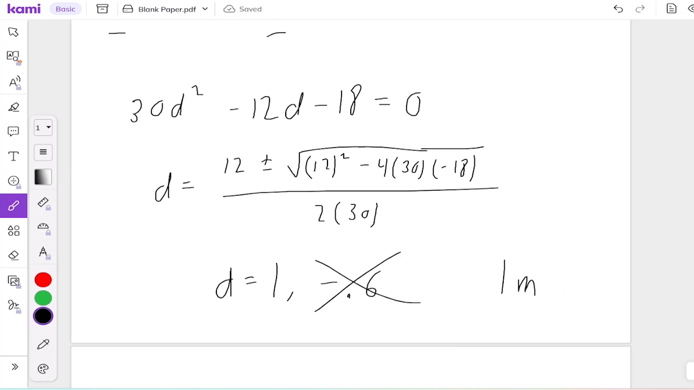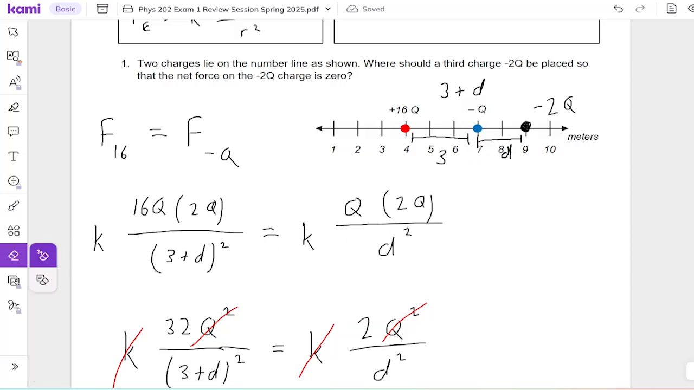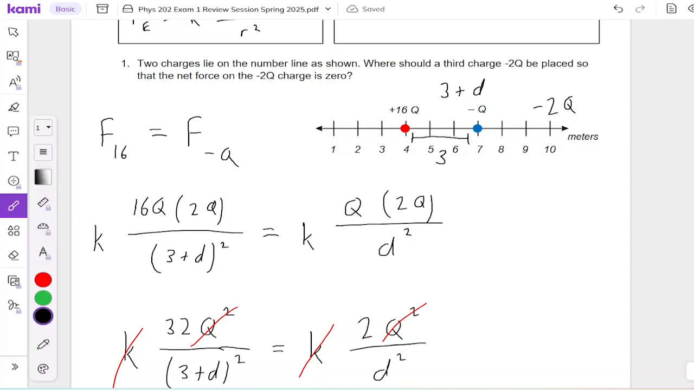However, going back to the picture, the answer is not 1 meter. The answer is 1 meter away from the 7, which is where I started measuring from, negative Q, right? So in other words, 1 away from 7 puts me at 8. So the final answer is the 8 meter mark. Any questions on this first one?